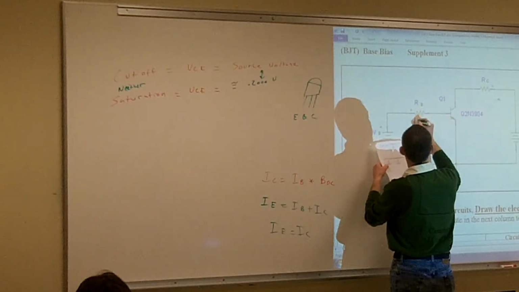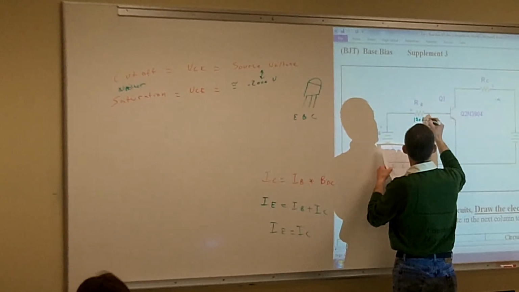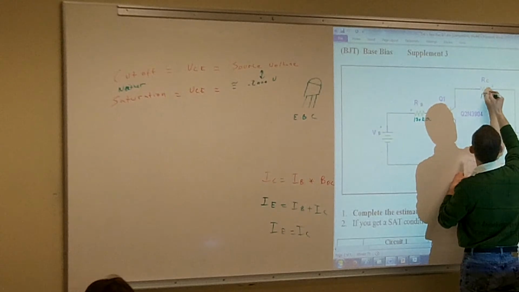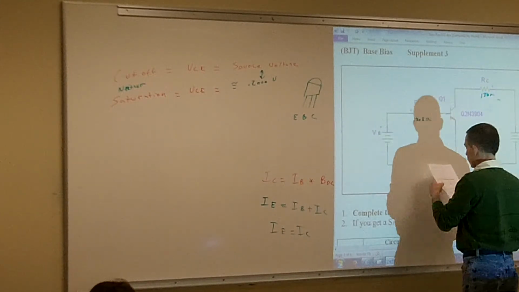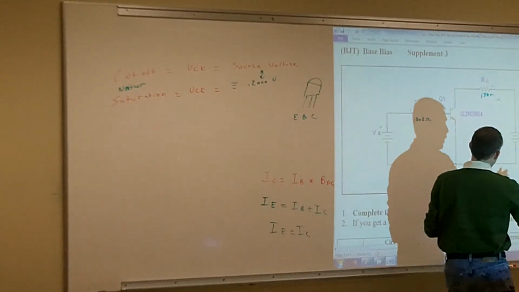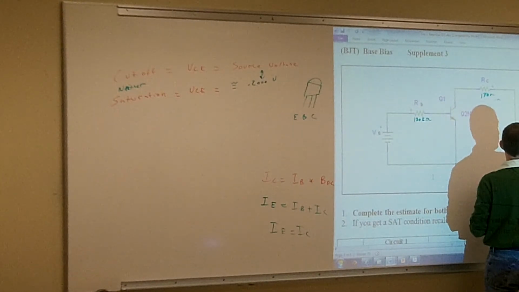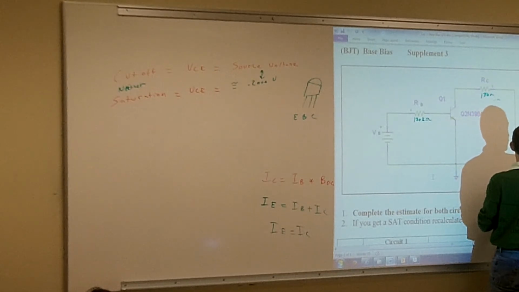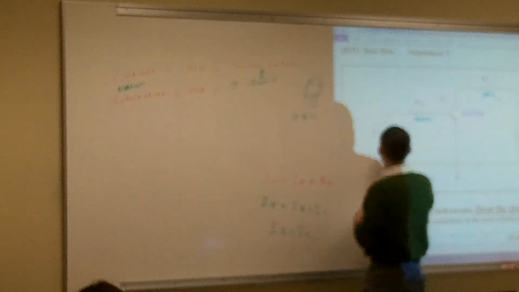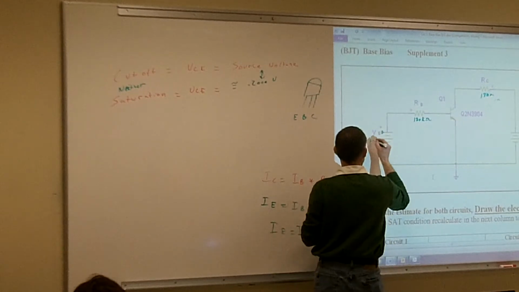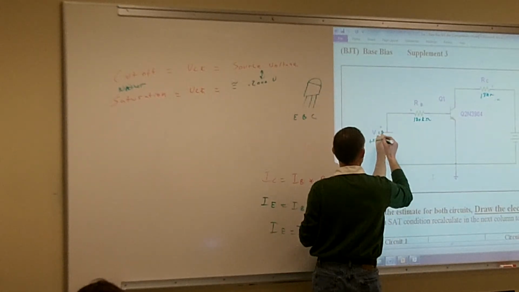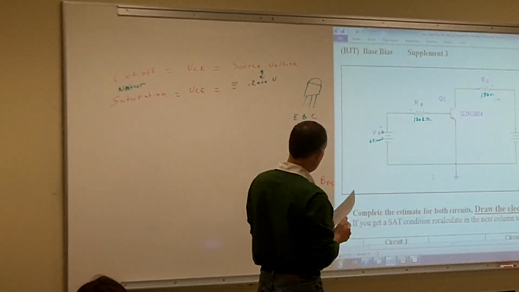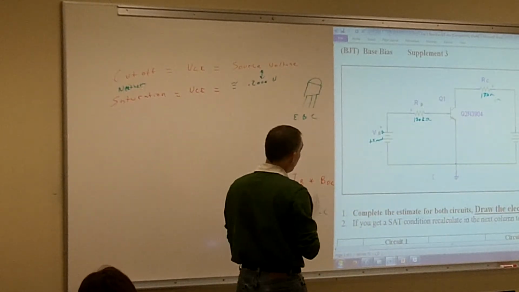Alright, so we're going to have RB of 180 kilo ohms and RC of 18 kilo ohms. Our voltage source for our collector is going to be a plus 15 volts again. And our VBB is going to be a plus 5 volts again. Alright, so what's my first step that I want to do?